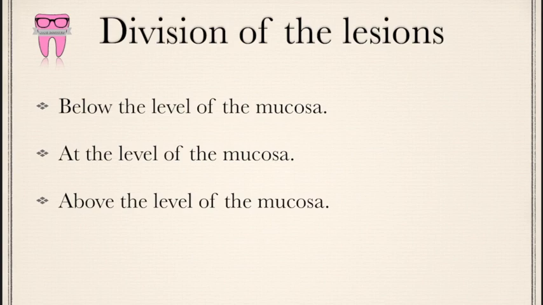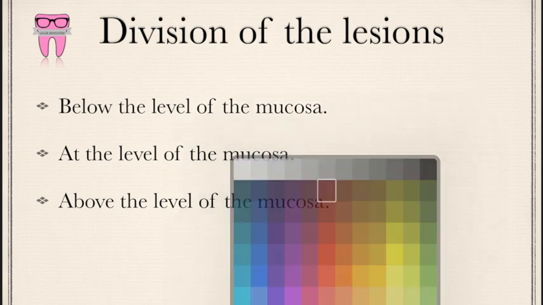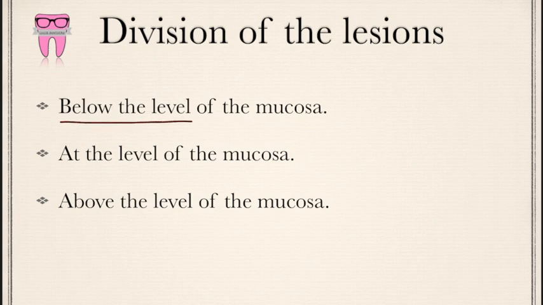Now, based on the level of the lesion compared to the normal mucosa or adjacent mucosa, the lesions have been divided into three categories. Those are lesions below the level of the mucosa, lesions at the same level of the mucosa, and lesions above the level of the mucosa. This categorization is not only based on the origin of the lesion but also on the progression of the lesion, like it could be upwards or downwards or inwards or outwards.